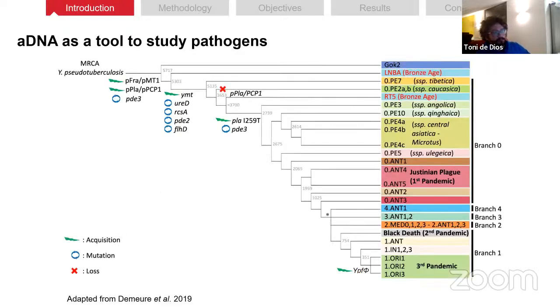Also, one of the most paradigmatic cases is the plague, Yersinia pestis. Thanks to ancient DNA, we know almost step by step how Yersinia pestis emerged from its natural reservoir in rodents and started acquiring more virulent traits with time, which propitiated the peak historical pandemics: the Justinian plague, the Black Death, and the Third Pandemic. It also helped to discover previously unknown epidemics during the Bronze Age and the Neolithic. So it's a really good tool to discover things that could not have been written in history books.